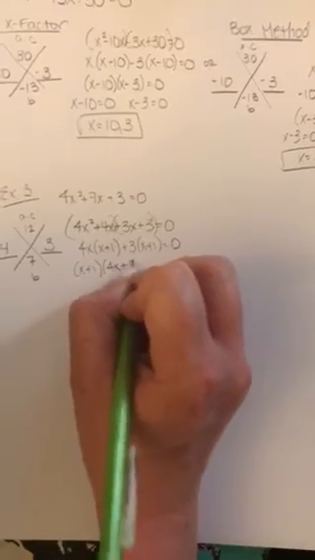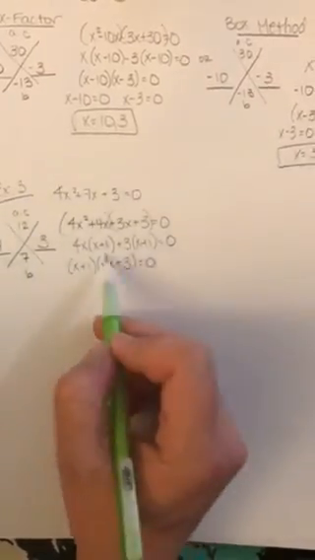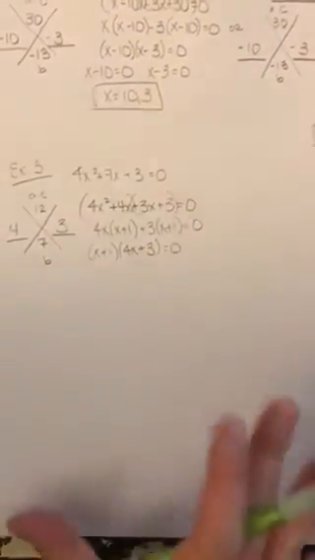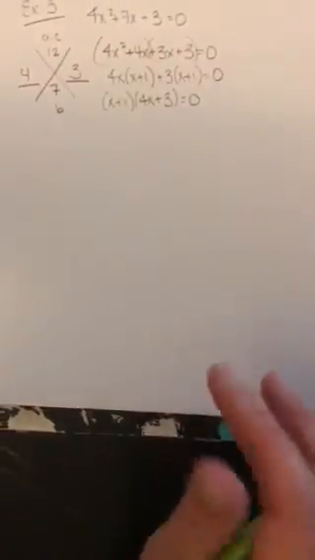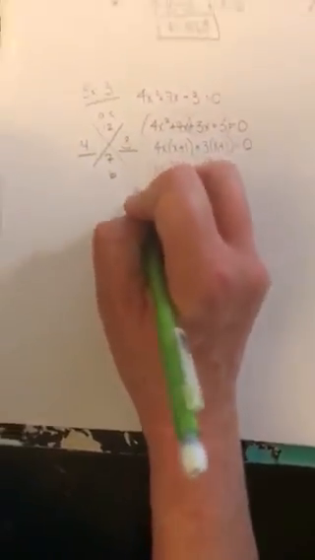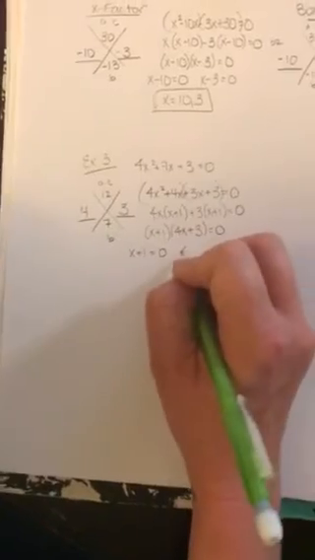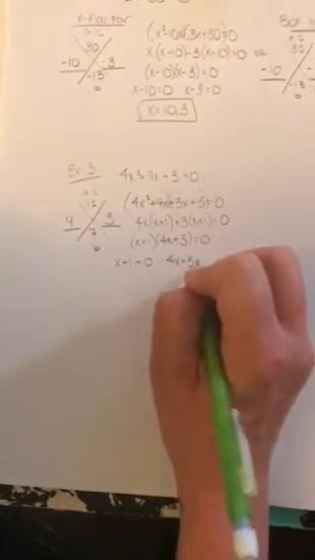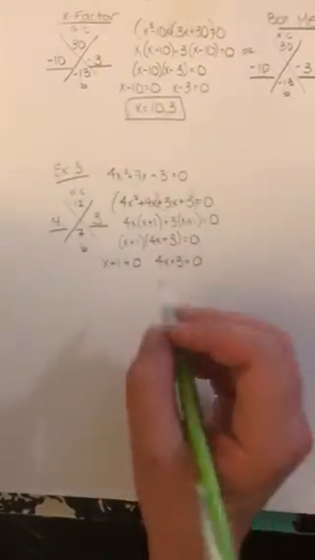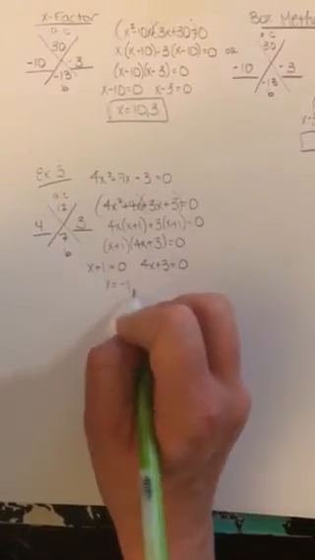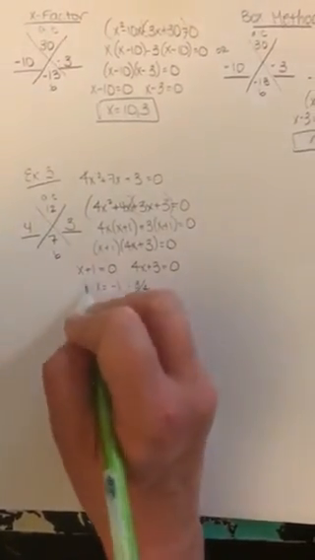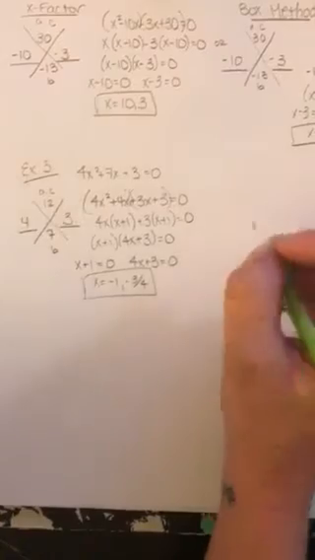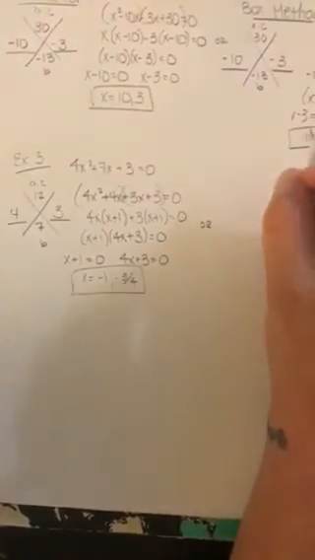Now, if you're using this method and these 2 binomials are not the same, you did something wrong. Your arithmetic somewhere along the way is incorrect, so go back and double check. If you're using this method, those will always be the same. Okay, so x is -1 and -3/4. You can put it as a fraction or you can put it as a decimal. You know I don't care.